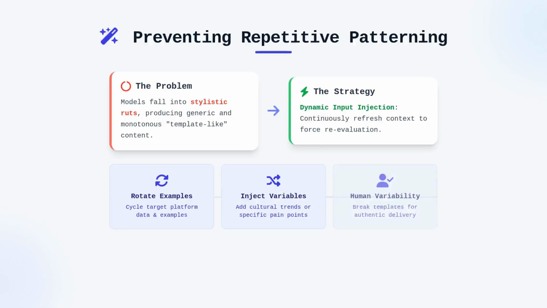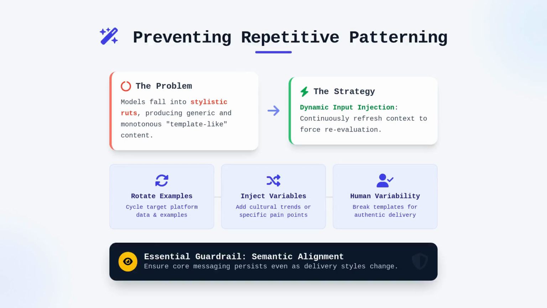If you are generating social media posts, you might pass a list of current cultural trends or specific pain points as a variable in each cycle of prompt execution. This prevents the output from sounding like a template and ensures that even automated content maintains a human-like variability. It is essential to monitor these outputs for semantic alignment, ensuring that the core messaging persists even as the aesthetic or emotional delivery changes.